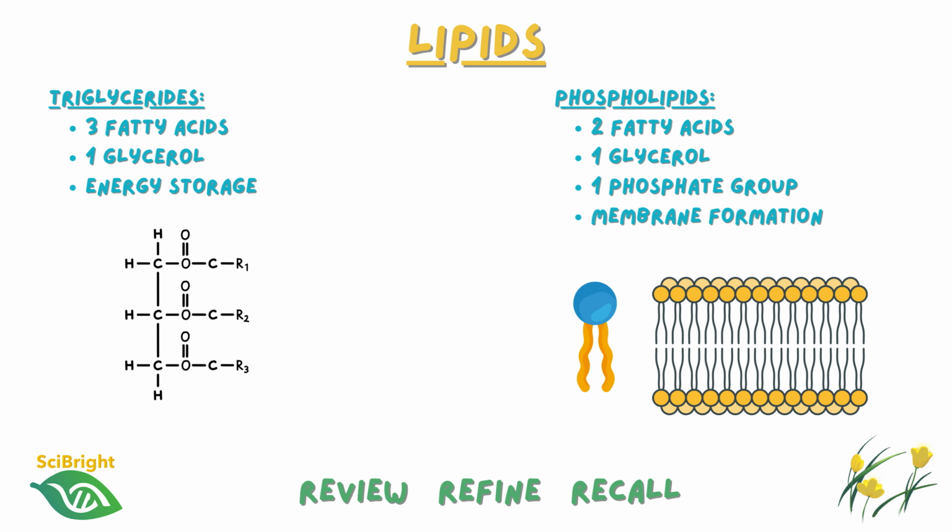You will learn about these two different types of lipid, triglycerides, which are made of glycerol and three fatty acids, which is a great molecule for energy, and phospholipids, which are made of glycerol bonded to two fatty acids and a phosphate group. And the chemical properties of these molecules are crucial for forming cell membranes.